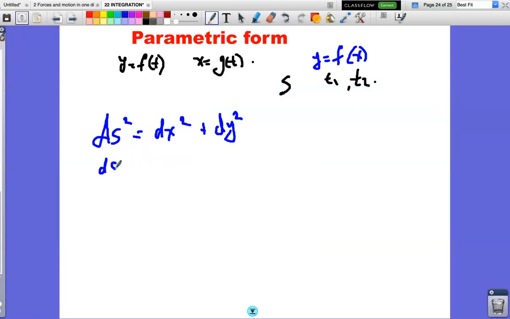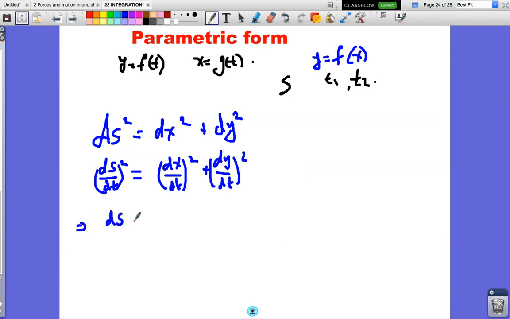So ds over dt squared should be dx on dt squared plus dy on dt squared. That gives us ds is equal to square root of dx on dt squared plus dy on dt squared dt.